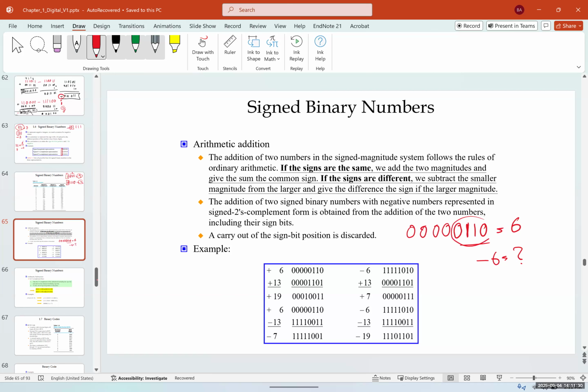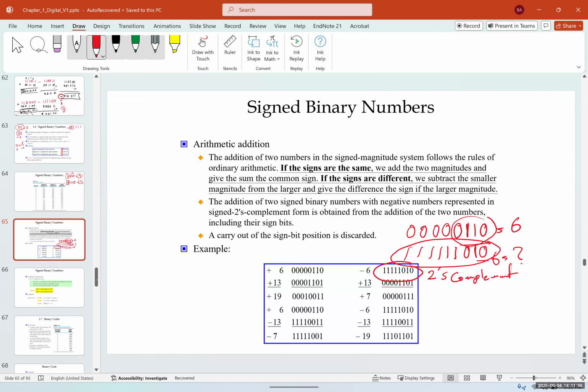So if I want to find the complement of this number, I would simply keep the first 0, keep the first 1, and the next is going to be like this. Am I correct? So this is going to be -6. And as you can see, the last digit is also 1. So here I've actually found the 2's complement of 6.